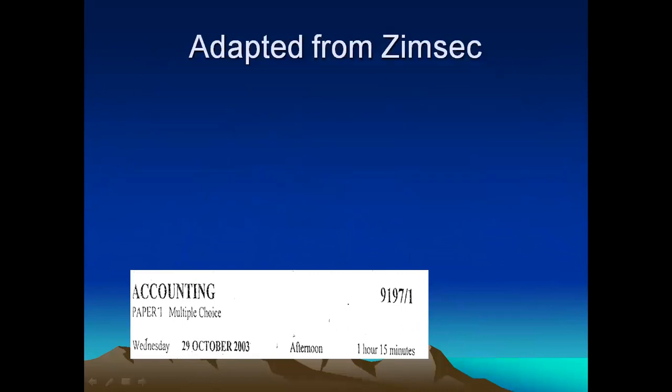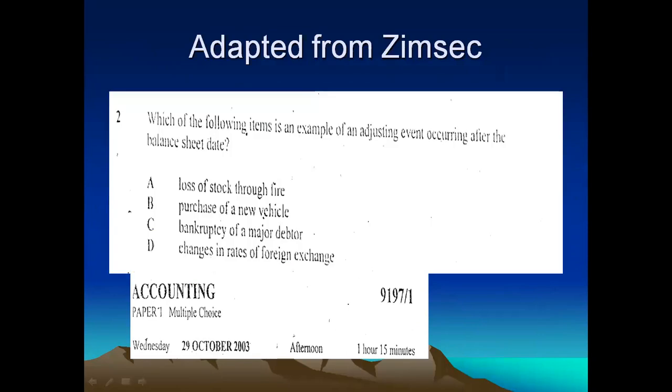What is Zimsec 2003, 29 October? There was a question again. So this is one of the favorite questions by examiners, so we need to be very particular on this one. Which of the following items is an example of an adjusting event? The key term there is an adjusting event. Remember, we said adjusting events show evidence of conditions existing at the year end, right?